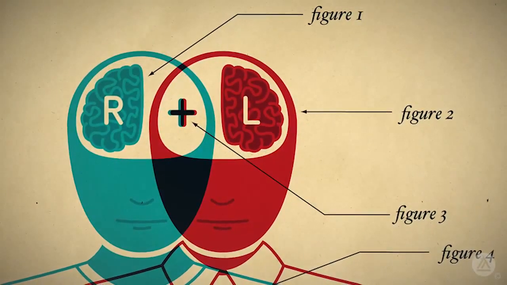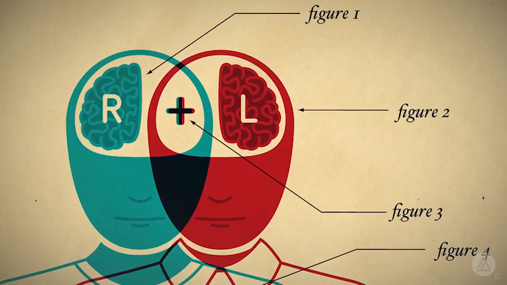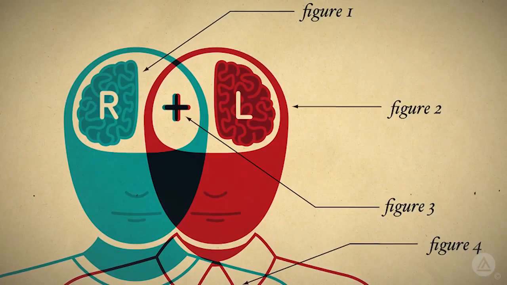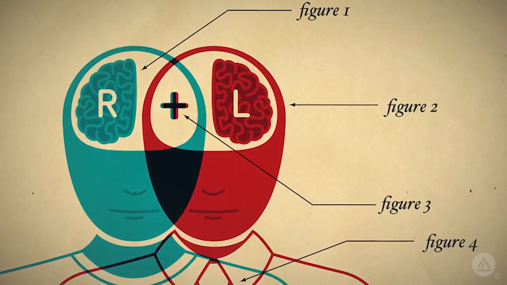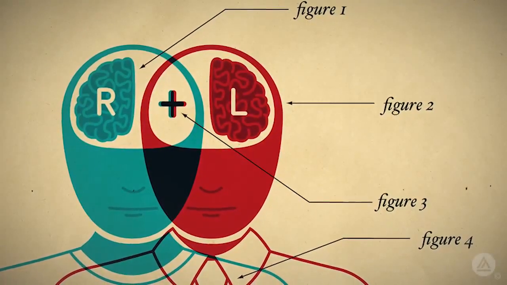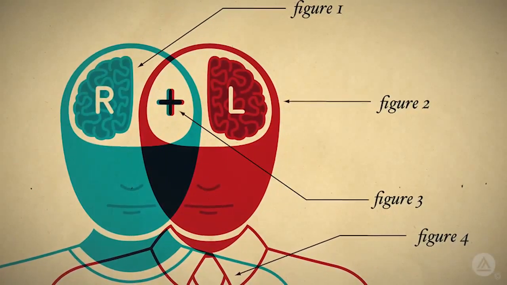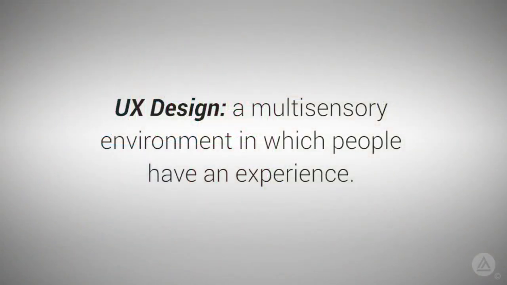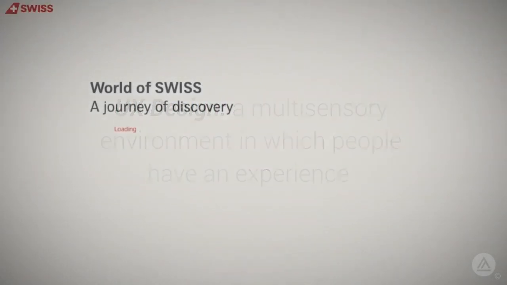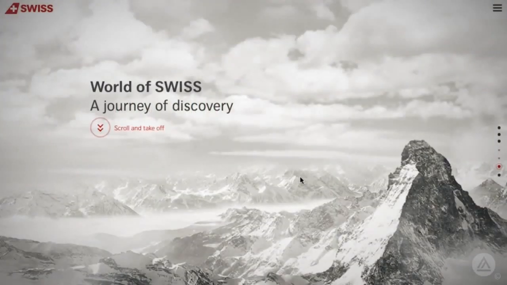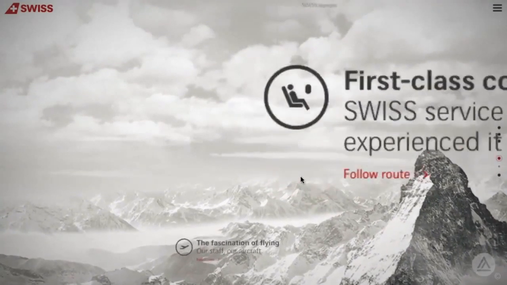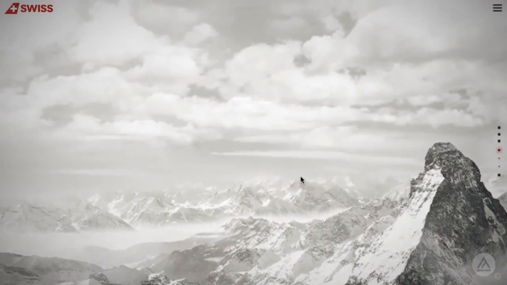Now that we have a better grasp of what user-centered design is, let's turn our focus to user experience, or UX design. At the center of user-centered design, we find our user, the reason for all design decisions. But those design decisions are actually used to define the user experience within our site, app, product, or service. User experience design can be defined as a multisensory environment in which people have an experience. A website counts as a multisensory environment. The purpose of UX design is to enhance a customer's experience with a product or service, thus encouraging them to use that brand more often.